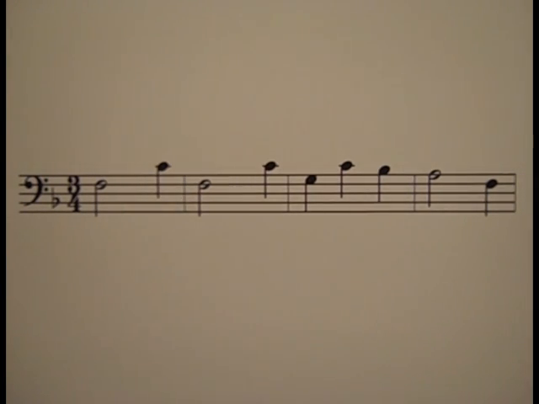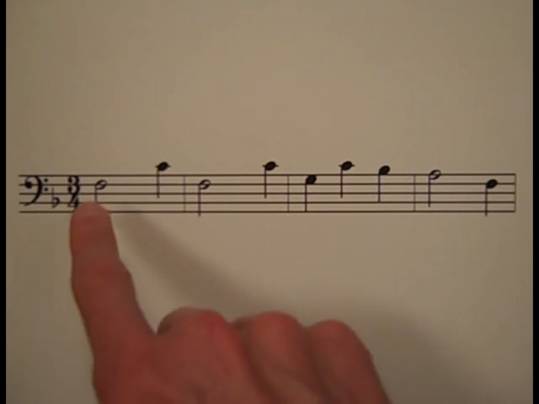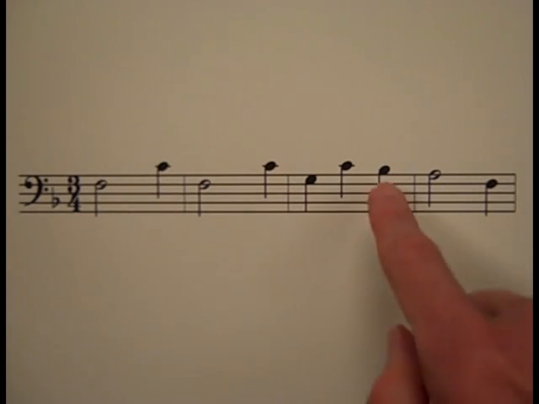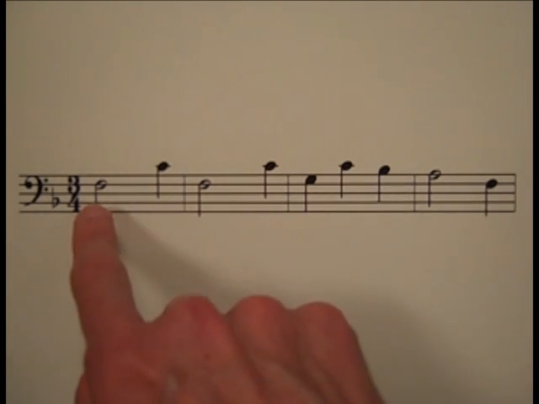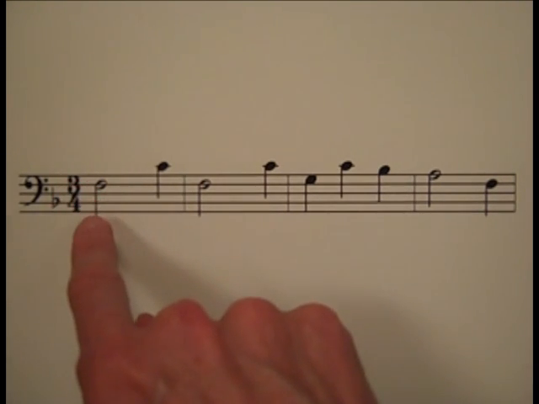Now, will you try it by yourself once? Point and say the letter names of all the notes. And when you get to the B, let's say B flat. Ready? You say it by yourself. Go.